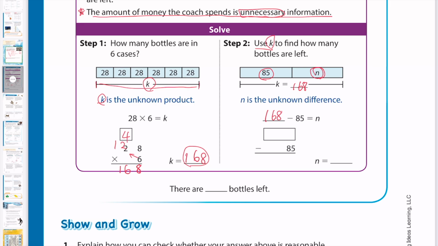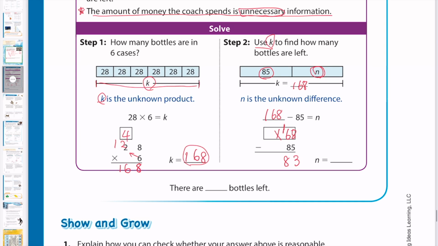So we are going to go ahead with 168. 8 take away 5 is what? 3. Can you take away 8 from 6? No. That means you are going to use regrouping. 1 ten plus 6 tens becomes what? 16 tens. Take away 8 is going to be 8 again.